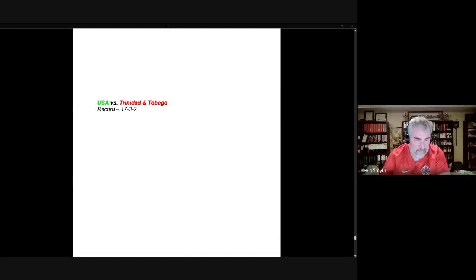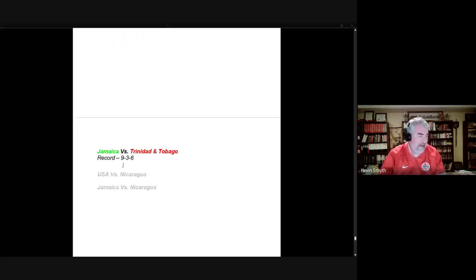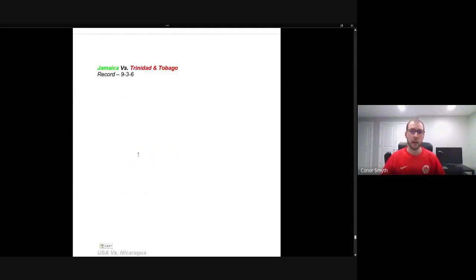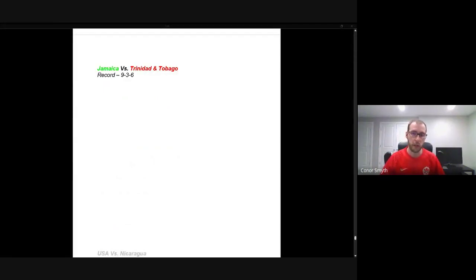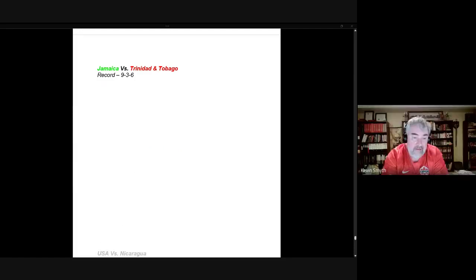Okay, and finally, Jamaica versus Trinidad. Jamaica has a winning record, 9 wins, 3 draws, 6 losses. So relatively even, but still Jamaica with the better record. This is a bit of a Caribbean derby. And as we saw in the histories, Trinidad and Tobago really had the better of them in the 90s and the early 2000s. But Jamaica is a bigger country and eventually has taken over the record.